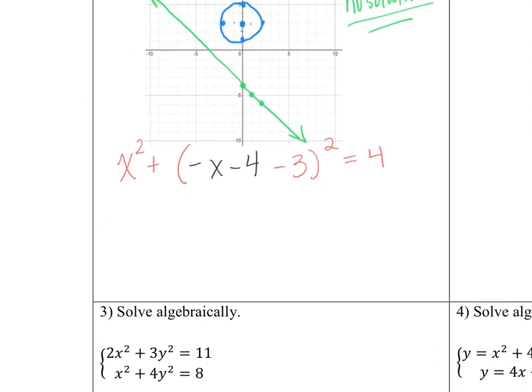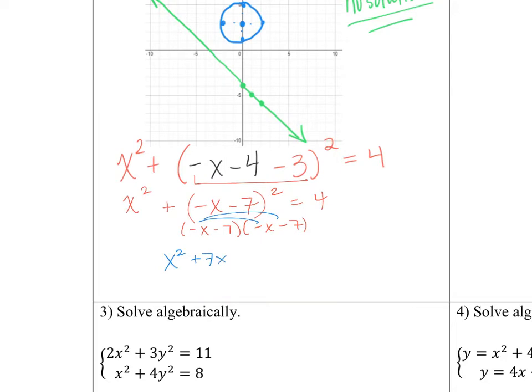So let's see what this looks like. I'll have an x squared. Inside here, this will be a negative x minus 7, but we need to square that quantity. So that means a negative x minus 7 times negative x minus 7. So we're going to end up, if you square that, we'll have an x squared plus 7x plus 7x, and then plus 49. And we have x squared equal to 4.